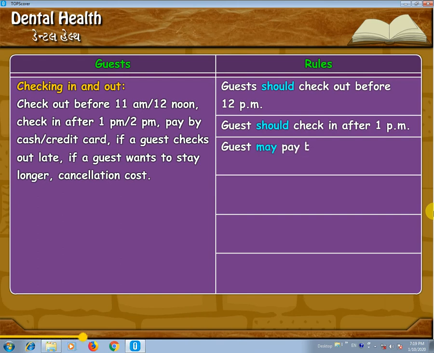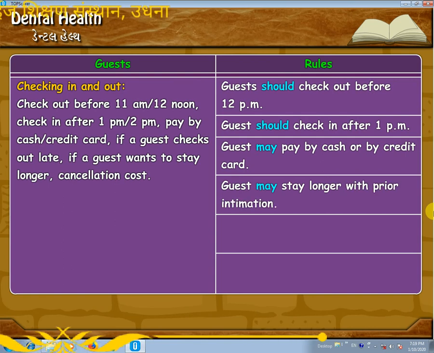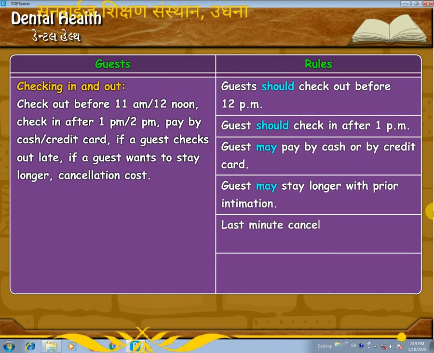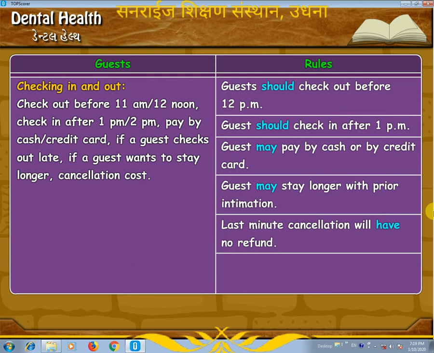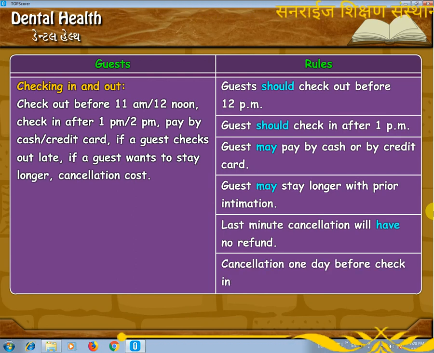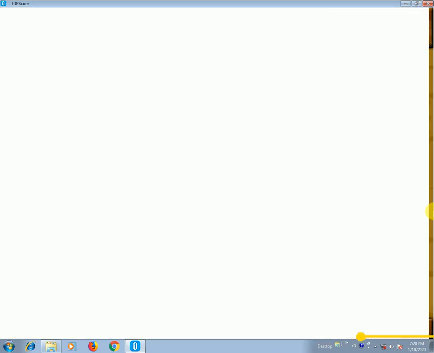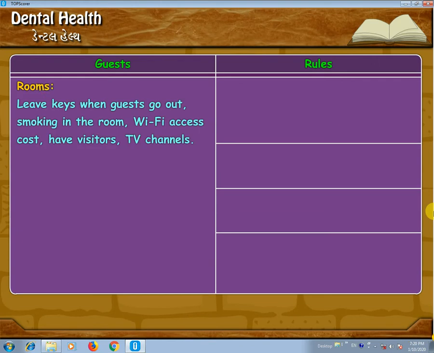Cancellation one day before check-in may cost 25% of money paid. Rooms. Leave keys when guests go out. Smoking in the room. Wi-Fi access cost. Have visitors. TV channels. Rules. Guests will have to leave the keys at the reception when they leave the hotel. Guests must not smoke in the room. Guests can use Wi-Fi free of cost. Guests may have visitors in their room.